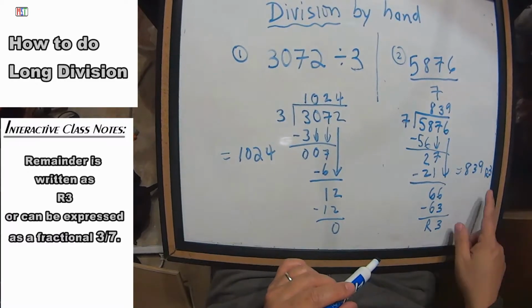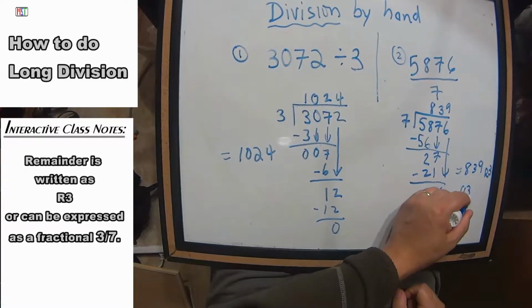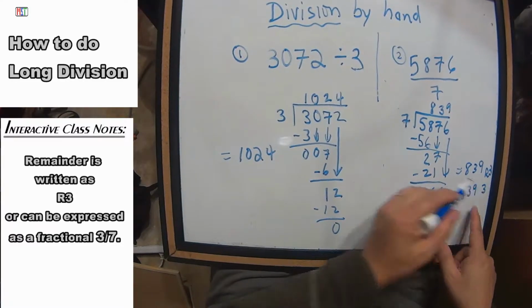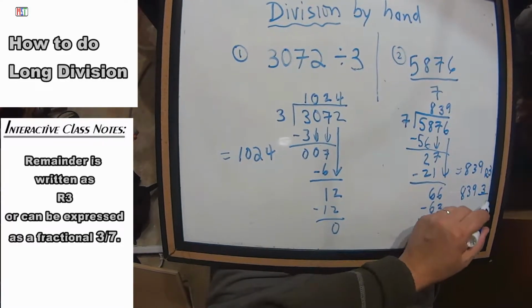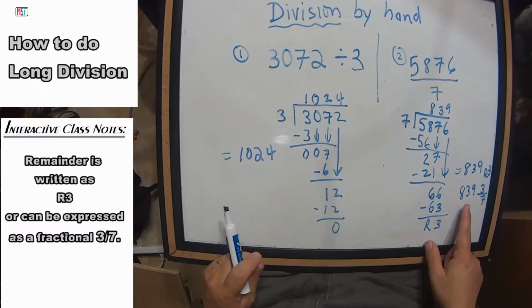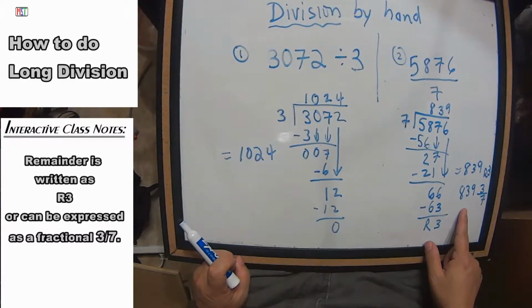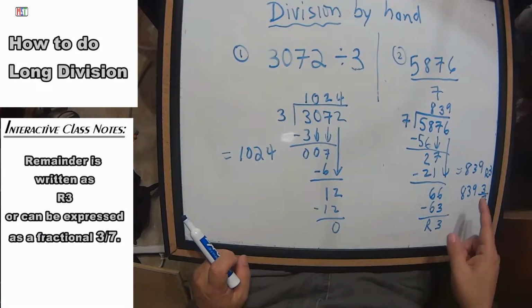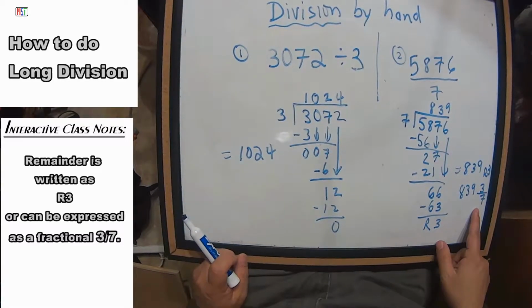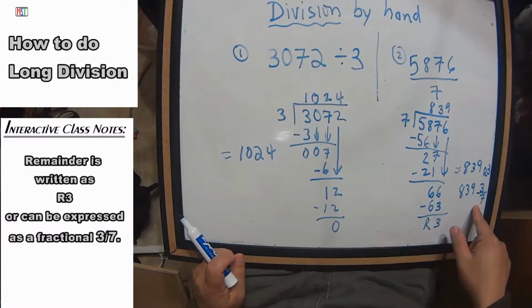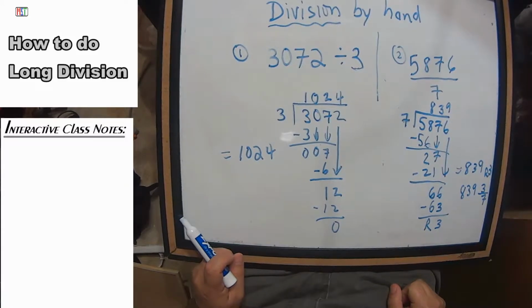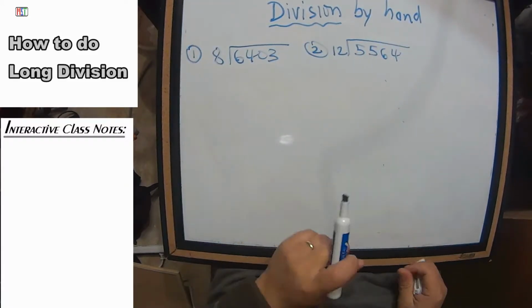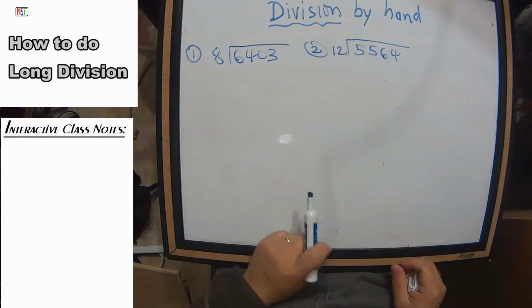What's interesting about this remainder 3 is that it can be expressed as a fraction. In fact, it would be 3 over the divisor, which is 7. So you can say that 7 goes into 5876 839 times, with a fractional number left over, 3 over 7. Now you can always convert this into a decimal as well, but we'll leave that for another day. So we'll leave it as a fraction at the end. Alright, let's try a few more. I have 2 more numbers, and then we're going to have another 2, but let's just work on these for now.